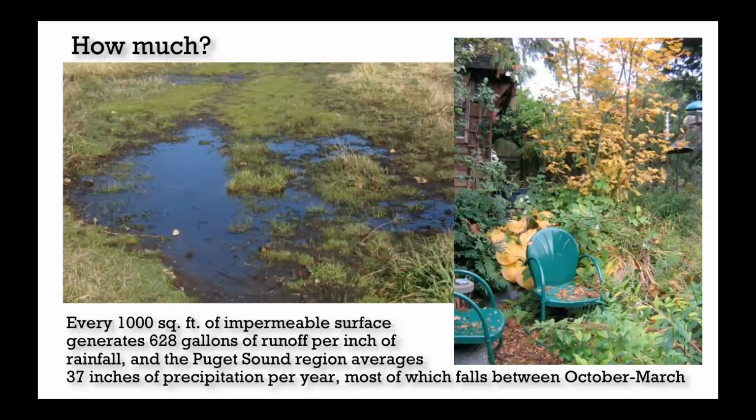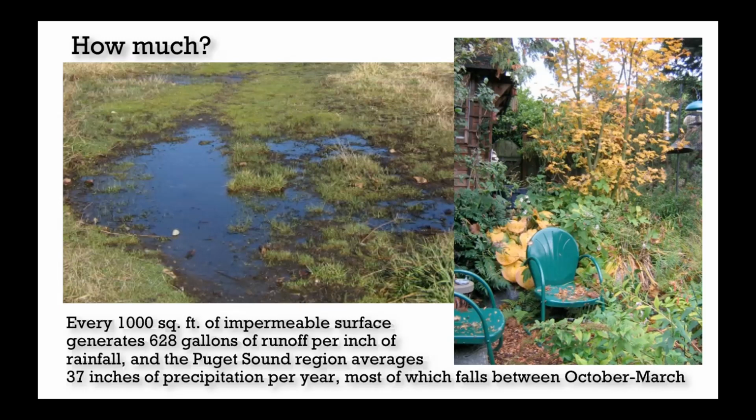And when we're talking about runoff, you don't have to memorize any facts and figures here, but it's just good to get a picture of what that really means. So the calculation that is used is that for every 1,000 square feet of an impermeable surface, every time it rains 1 inch, that 1,000 square feet generates 628 gallons of runoff.